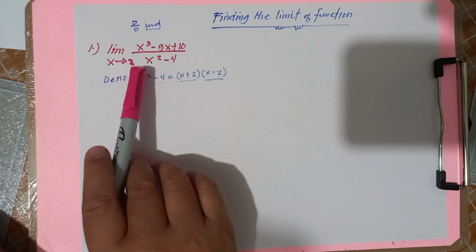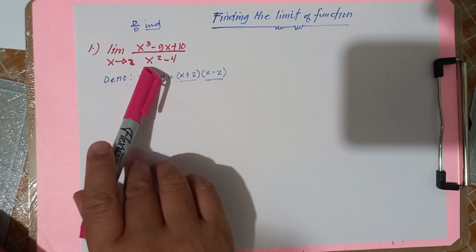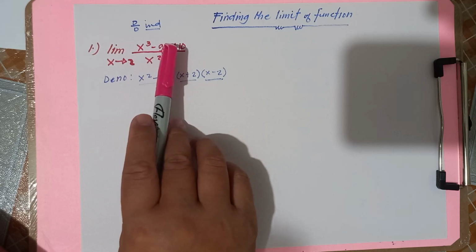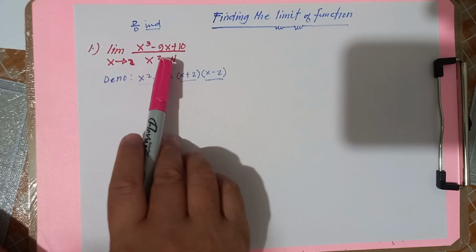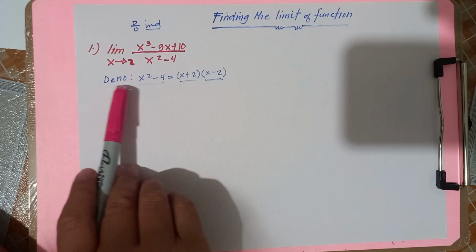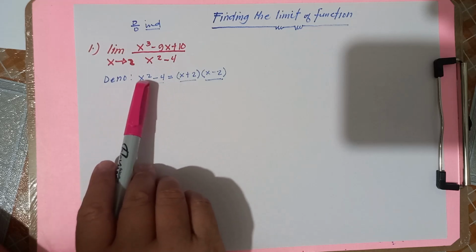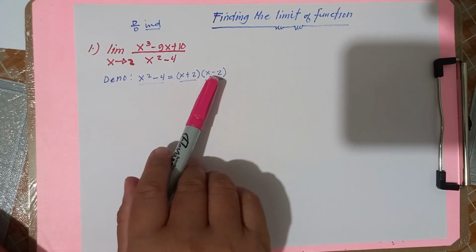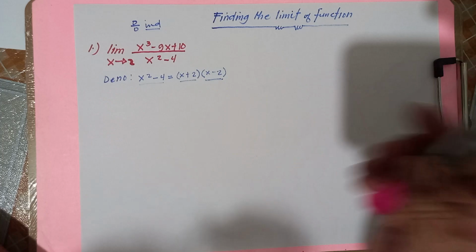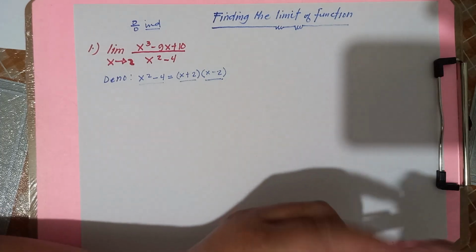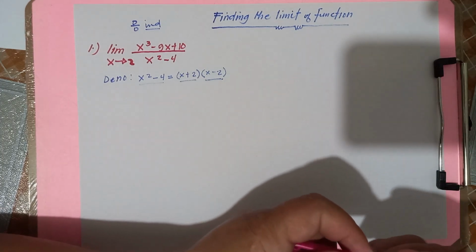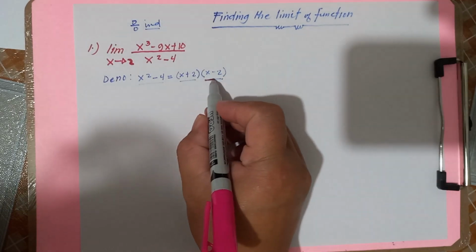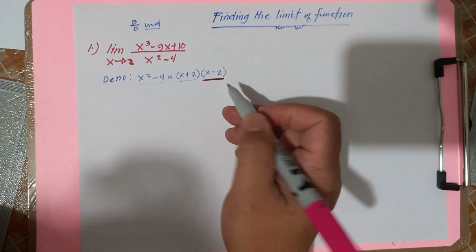The simple method is we divide the numerator to get the factor. What is our divisor? The factor of our denominator. What are the factors of our denominator? Our denominator is x raised to 2 minus 4. The factors are x plus 2 and x minus 2. Now, we are going to use this one as our divisor.